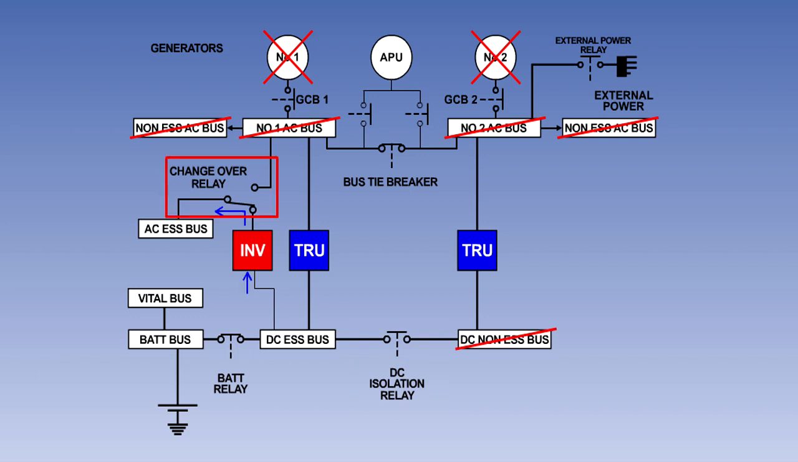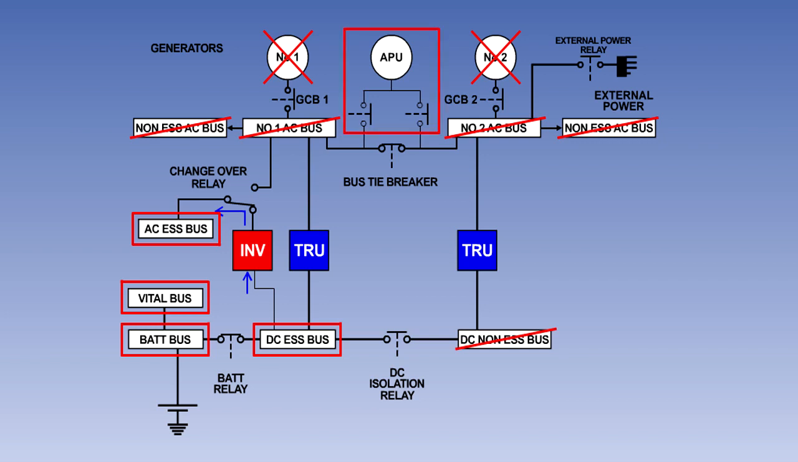Finally, the changeover relay contacts will move over, allowing the static inverter, supplied by the battery, to power the AC essential busbar. The only busbars that will now be powered are the AC essential busbar, the DC essential busbar, the battery busbar, and the vital busbar. Depending on the fault, it may be possible to start the APU and use its generator to recover the lost busbars.